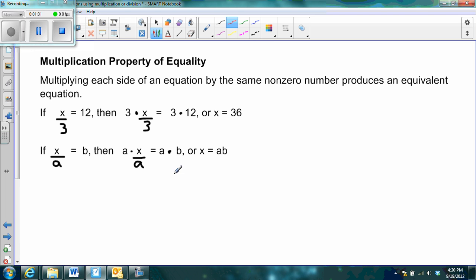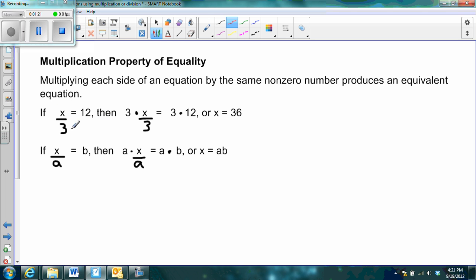And for the multiplicative property of equality, it's the opposite. So now we're going to multiply each side by the same non-zero number to produce an equivalent equation. And remember, we always want to get x alone. That's the goal. We're trying to figure out what x is.